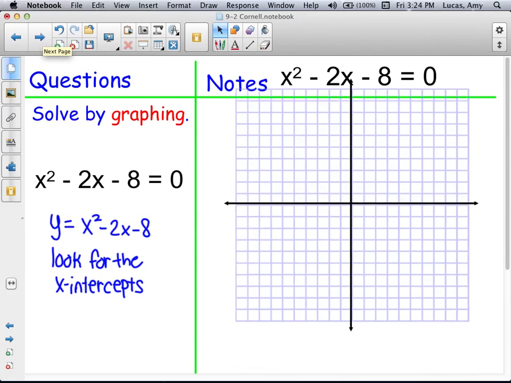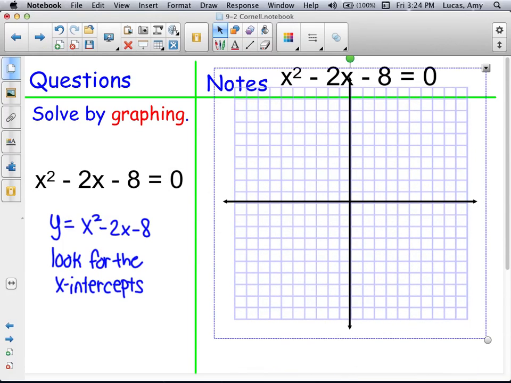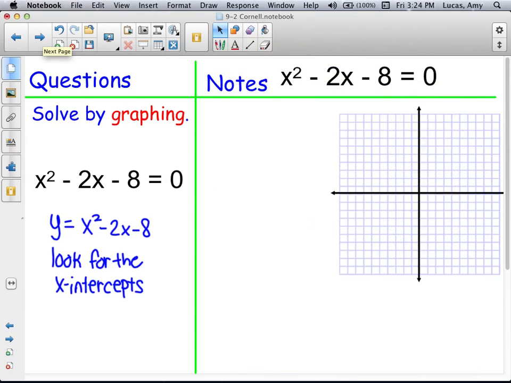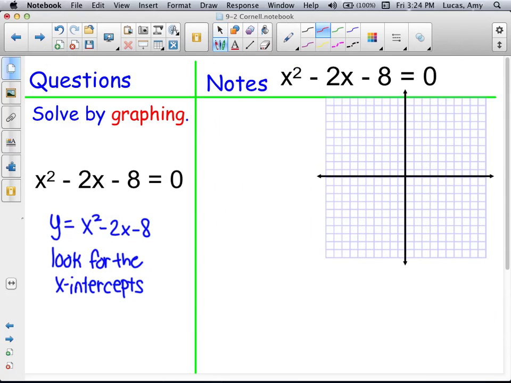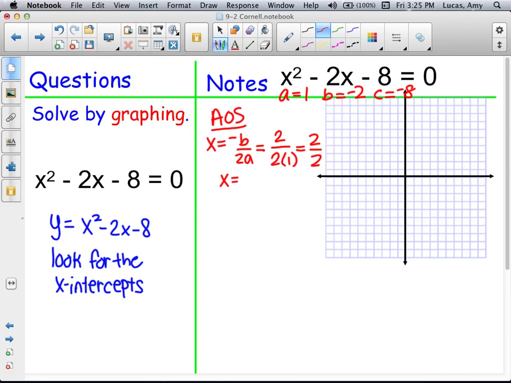So to graph this, we learned in a previous section how to graph. So I am going to find the axis of symmetry. X equals the opposite of b over 2a. A is 1, b is -2, and c is -8. So the opposite of -2 is +2, and 2 times 1 is also 2. 2 divided by 2, my axis of symmetry is x equals 1.